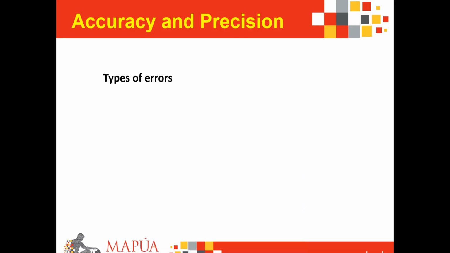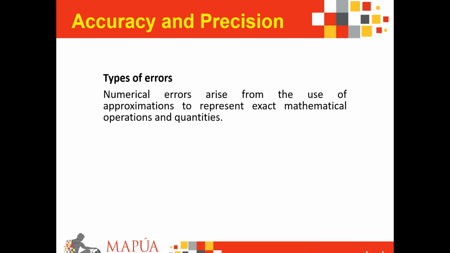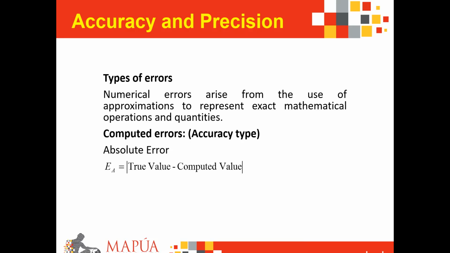The different types of errors that are often associated with accuracy and precision arise from the use of approximations to represent exact mathematical operations and quantities. These are the computed type errors, which are the accuracy type errors, referred to as your absolute error, having the formula, and a relative error having the formula.